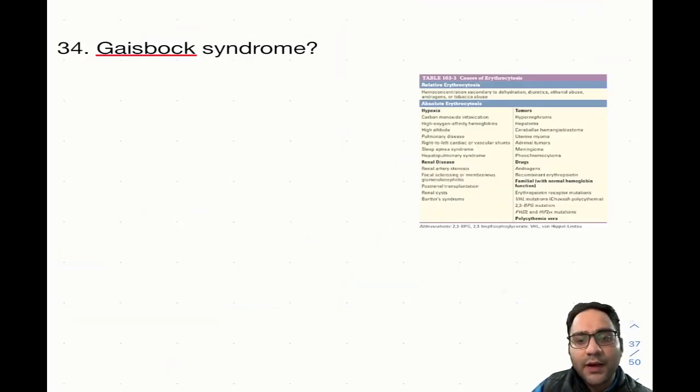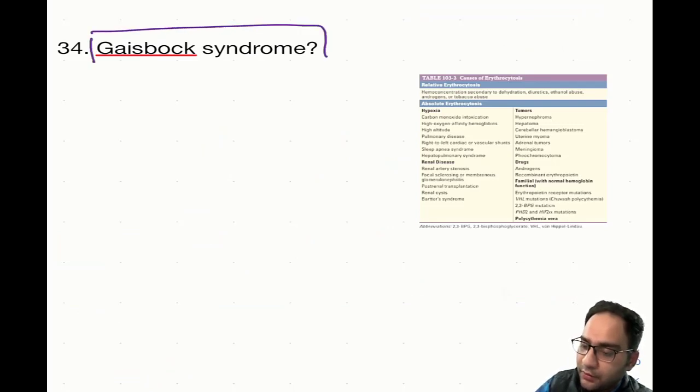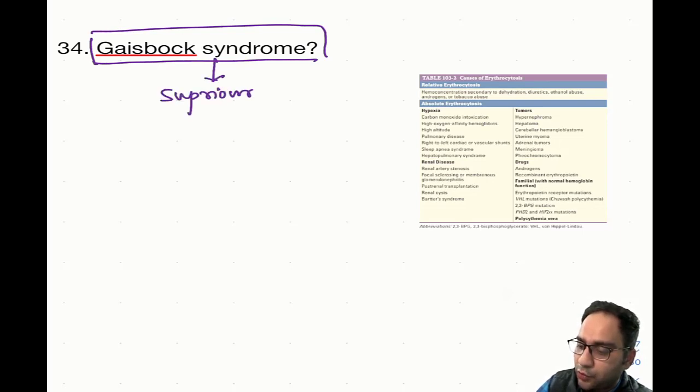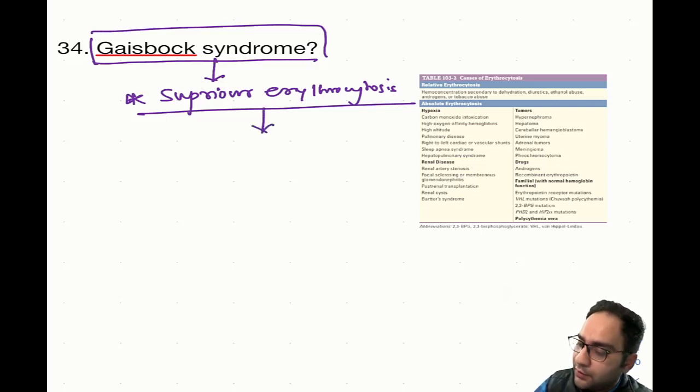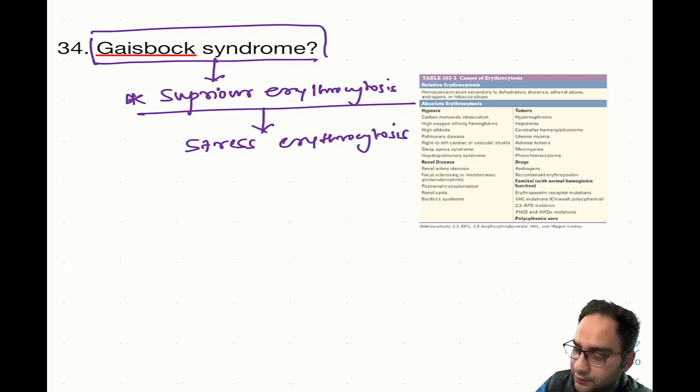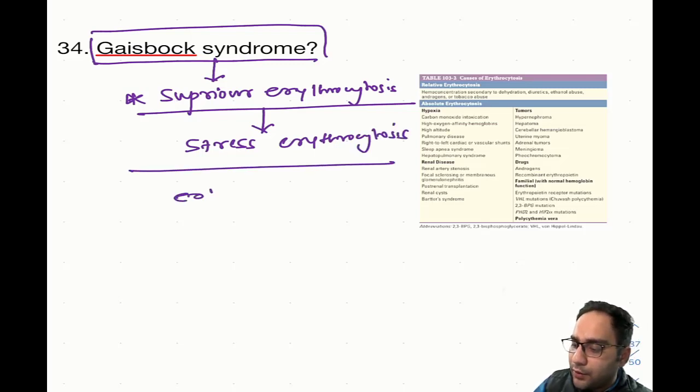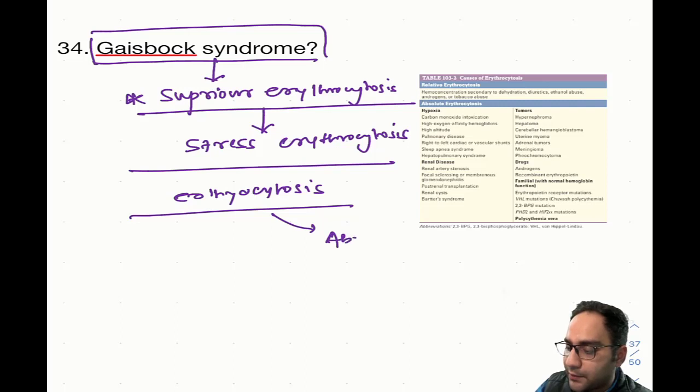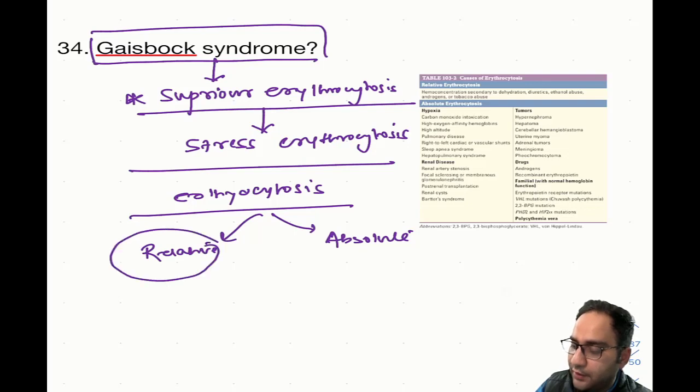Then there was a question on Gaisbock syndrome. Gaisbock syndrome is nothing but a case of spurious erythrocytosis, or stress-induced erythrocytosis, right? So when you encounter a case of erythrocytosis, you have to differentiate whether you are actually having an absolute or relative erythrocytosis, right?